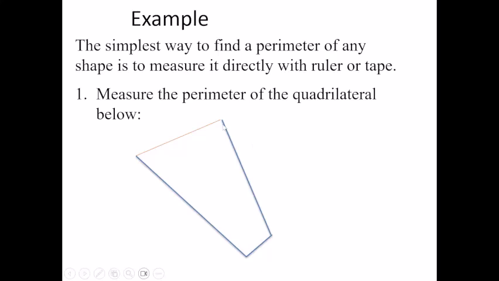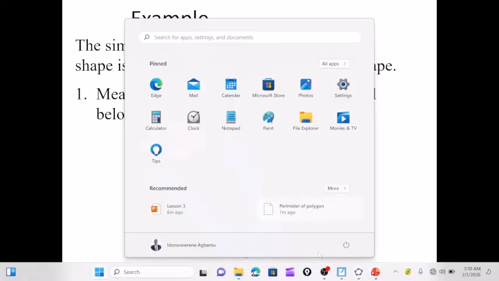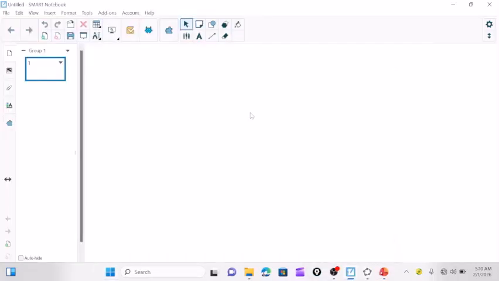So this was a demonstration I did as an example in class. I said the simplest way to find the perimeter of any shape is to measure it directly with a ruler or tape. Now let's see this example. Remember in class I said we should draw any four-sided shape. So this is my four-sided shape, but I don't have a ruler here. Let me go to the app I used that day, Smart Notebook. So I used Smart Notebook that day to do my demonstration.